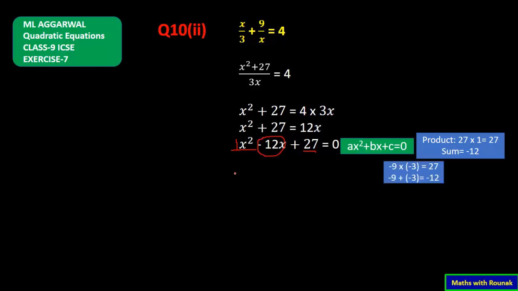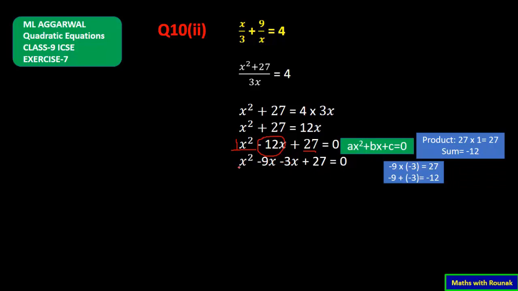So the two numbers can be minus 9 and negative 3, as minus 9 into negative 3 give us positive 27 and minus 9 plus negative 3 gives negative 12. So we have our two middle terms minus 9 and minus 3. Now after splitting minus 12x, we will get x square minus 9x minus 3x plus 27 is equal to 0.